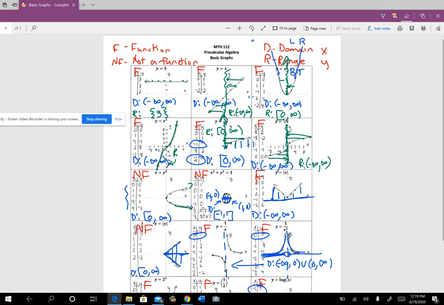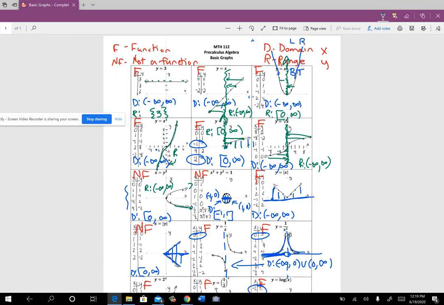So the range is going to be from negative to positive infinity. Oops, I messed up on that. You never use brackets on your infinity symbols. So let me do that right. Negative to positive infinity.